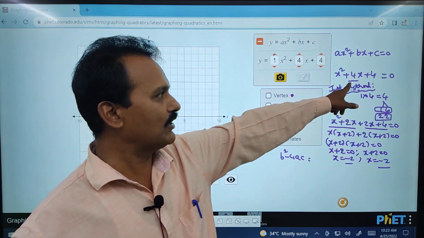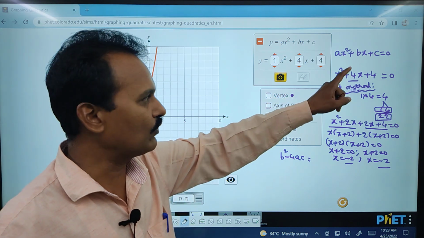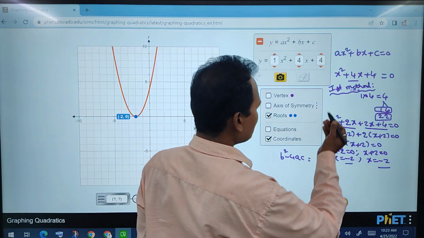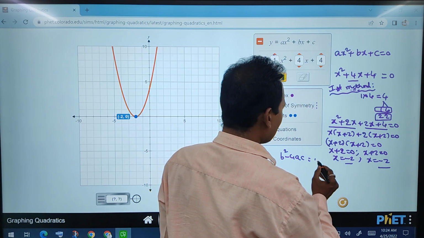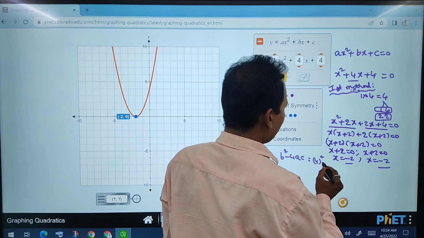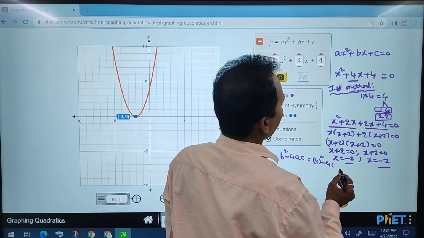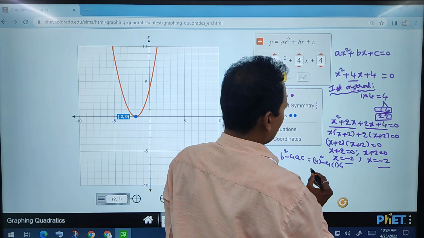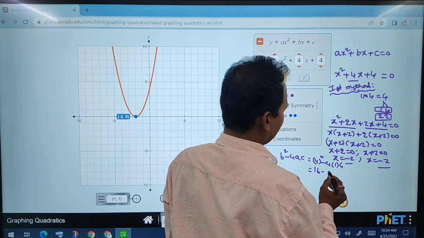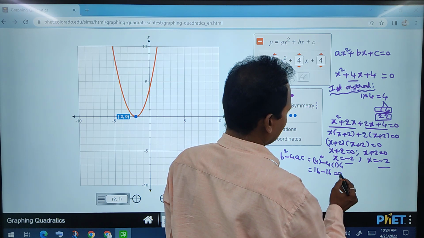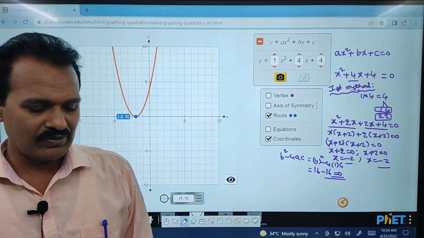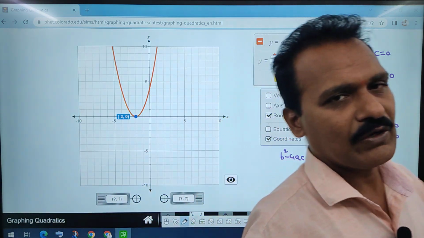Here b is 4, a is the x square coefficient, 1, and c is 4. So if you substitute, b square is 4 square minus 4 into a value, again 1, and c value, again 4. So 4 square is 16, minus 4 into 1 into 4, which is again 16. 16 minus 16 equals 0. So here we are getting equal roots. b square minus 4ac value is equal to 0.